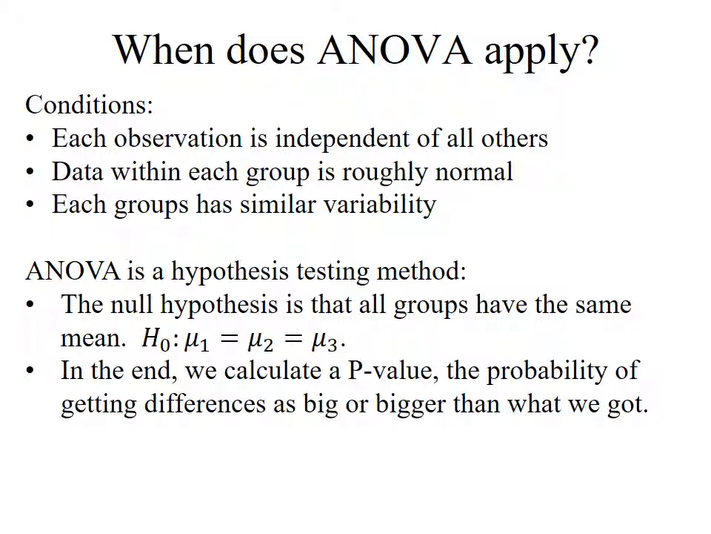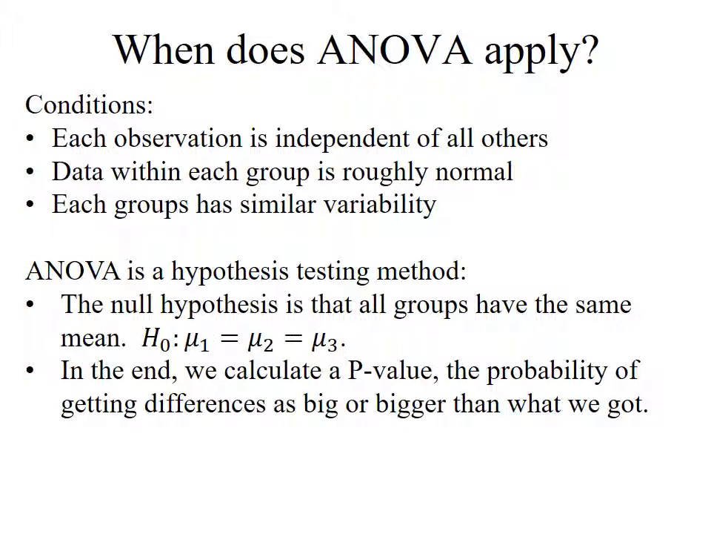ANOVA is a hypothesis testing method. It's not something we can get a confidence interval out of, but it's all based on a null hypothesis. And the null hypothesis is that all these different groups have the same mean population average. And there's a bunch of complicated stuff in the middle, and in the end, it's going to spit out a p-value. Now, the p-value is the same thing it always is. The p-value is the probability of getting what we got, or something more extreme, getting differences as big or bigger than what we got, assuming that the null hypothesis is true.